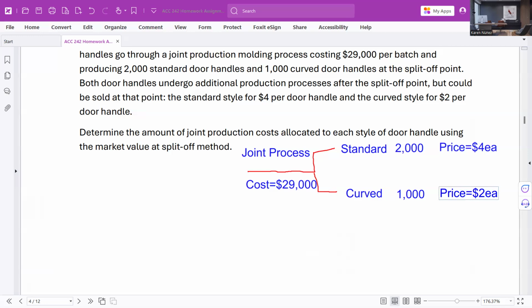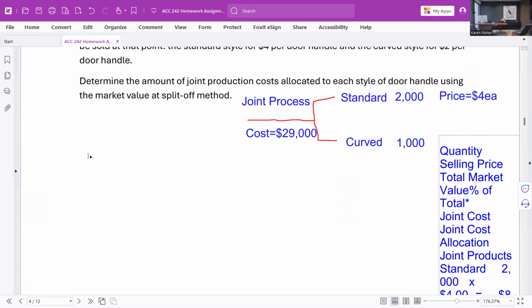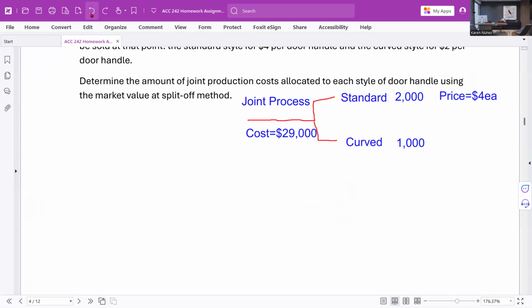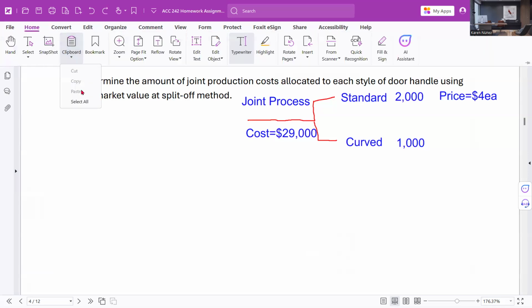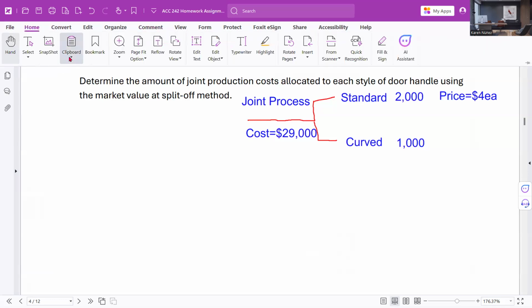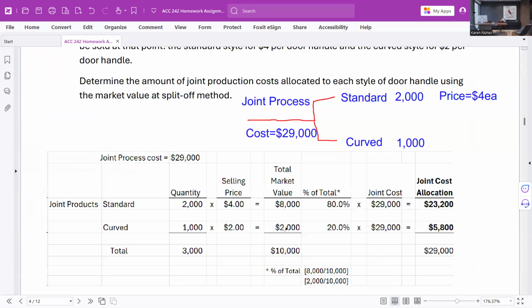So the allocation here, let's get the allocation based on what I have in this little representation here. This is what I want.